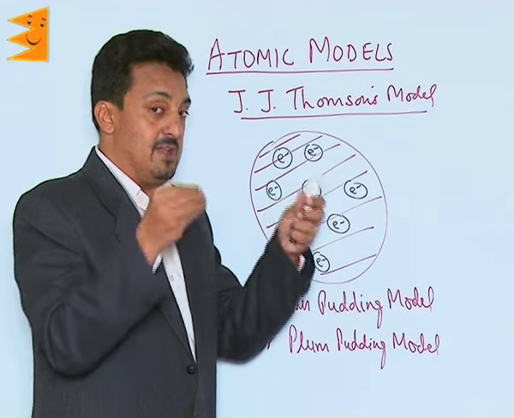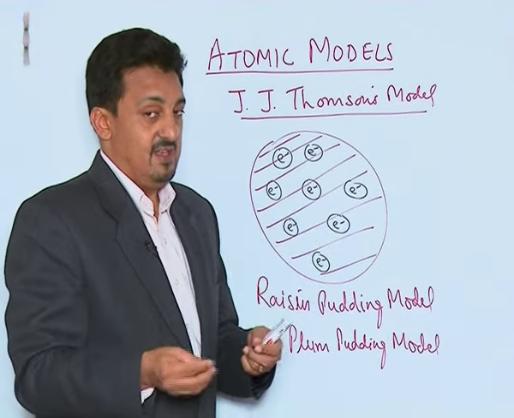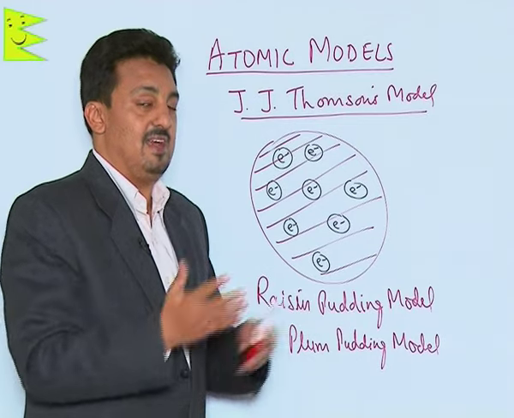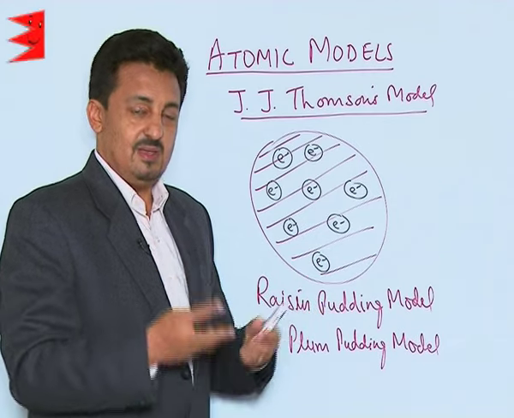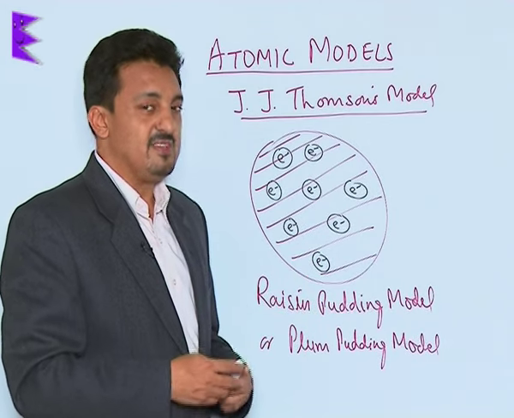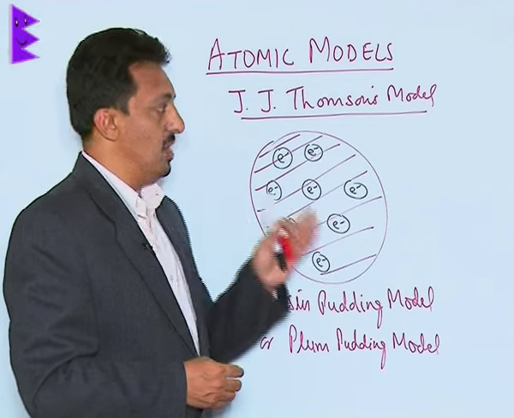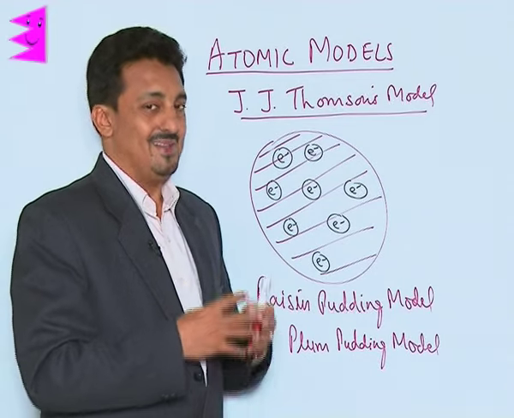We can't have the independent existence of the positive and the negative charges. Whereas we have seen in the cathode ray and the anode ray experiments that these particles exist independently in all matter. So these are the few reasons because of which J.J. Thomson's raisin pudding model was rejected.